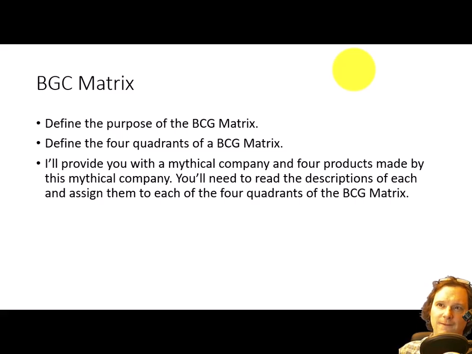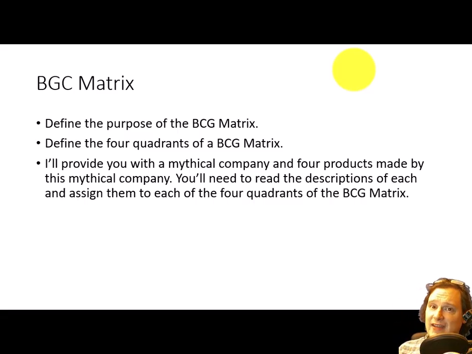Okay. Our fifth week was the BCG matrix. I want you to find the purpose of the BCG matrix. The BCG matrix is used in order to help a company categorize its own brands, products, and services. I want you to define the 4 quadrants of a BCG matrix. In other words, the stars, cash cows, question marks, and dogs. Those are the 4 quadrants.